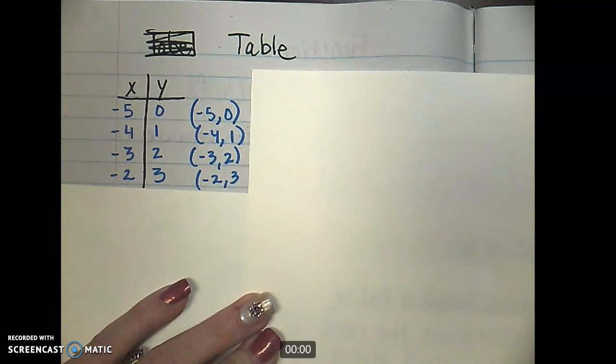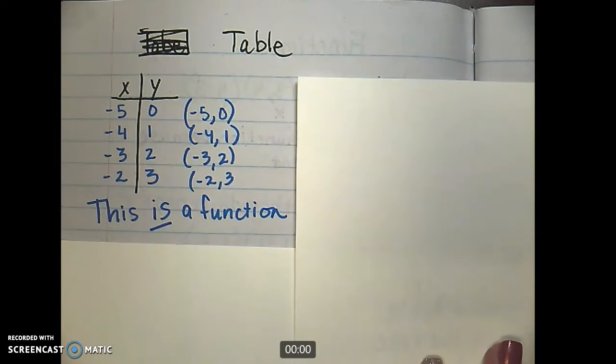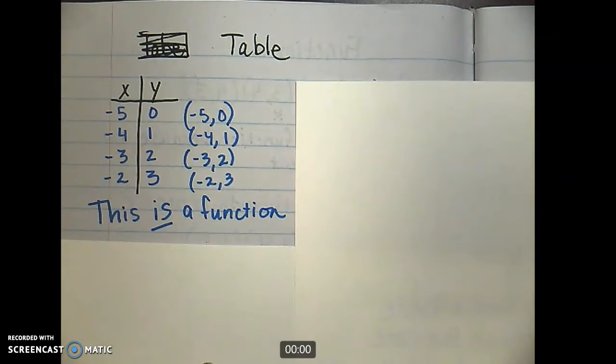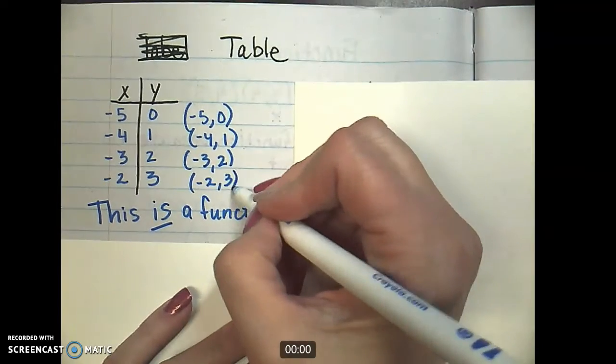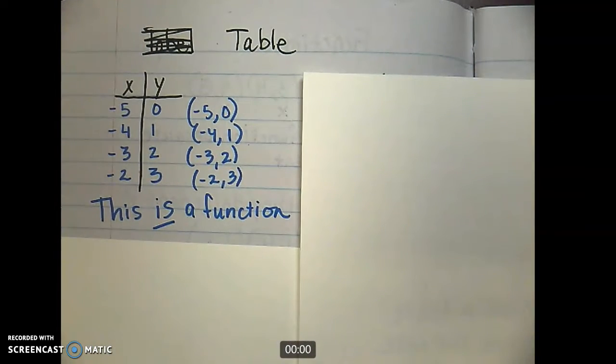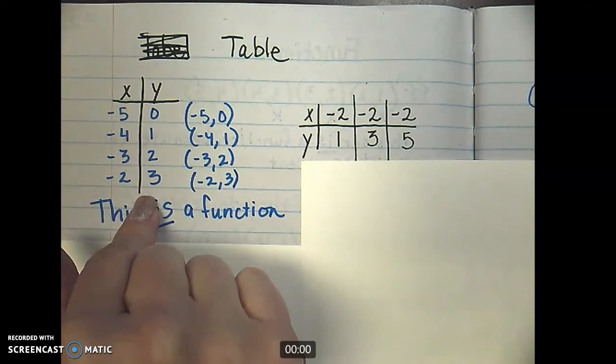Do you think that one's a function? Yes, you're right. That is a function. None of those x values repeat. Okay, so this was a vertical table.